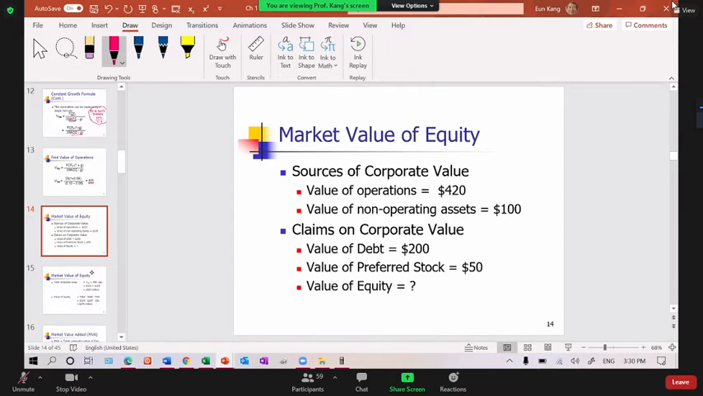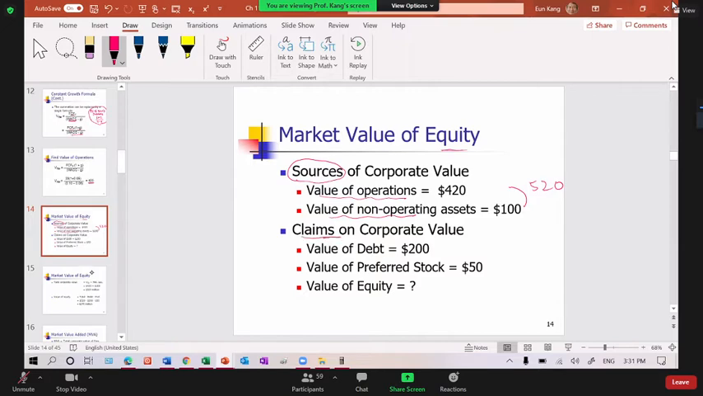Then the market value of equity. First we think about sources of corporate value. That is value of operations plus, as I said, value of non-operating assets. Then the total is what? 520, right? That's total corporate value. Then what?